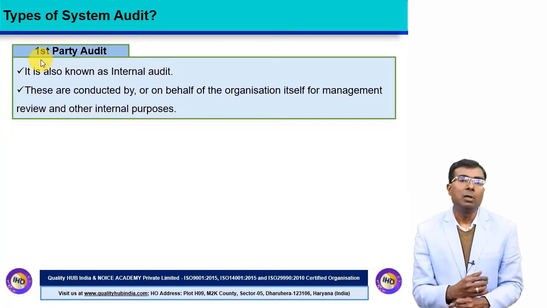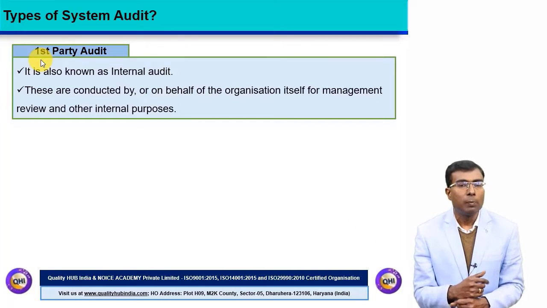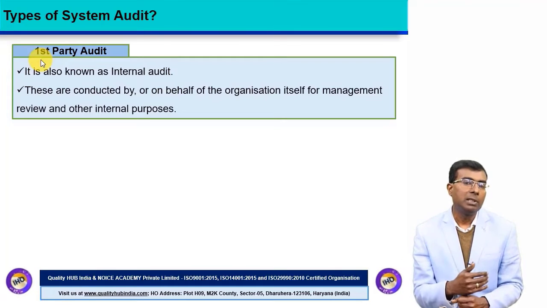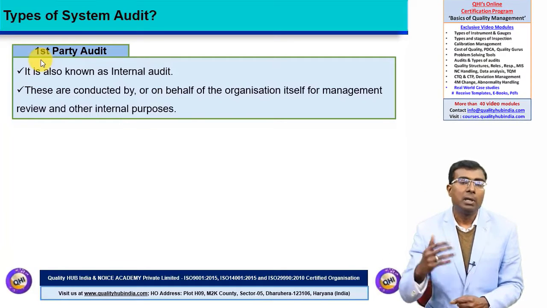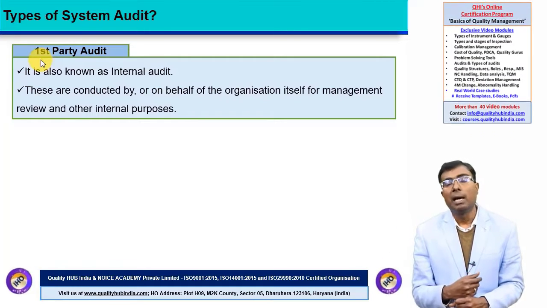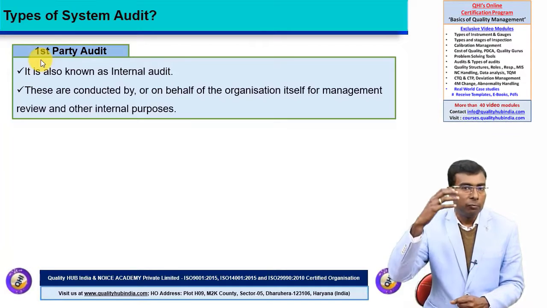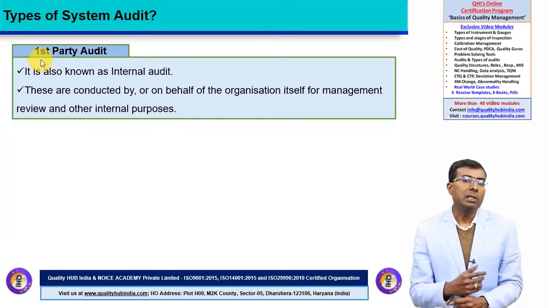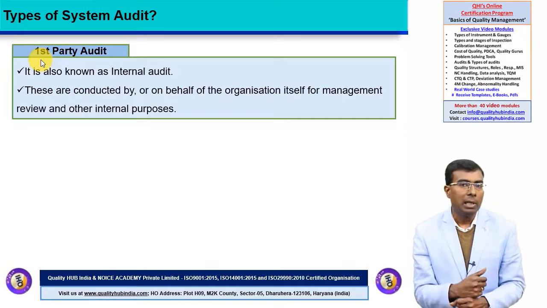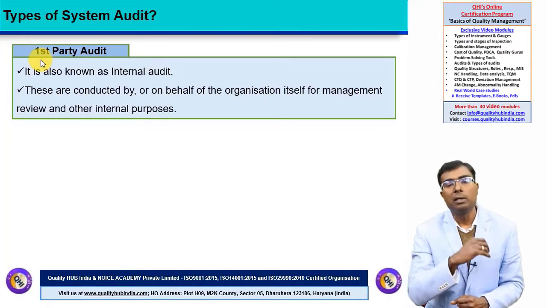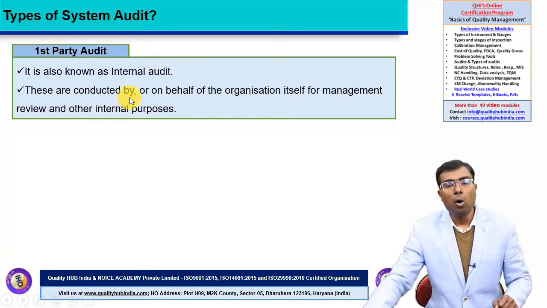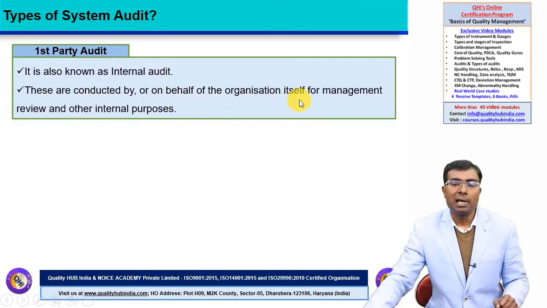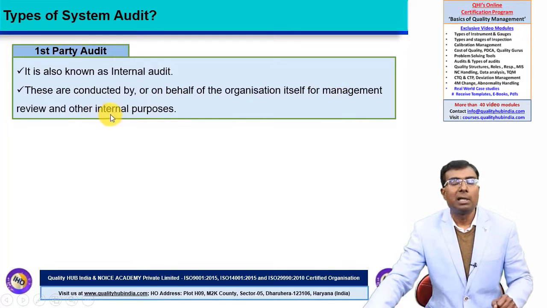Let's say, for example, for a quality management system, you have planned to conduct an audit within the organization, and you have 10 departments and different auditors going to conduct audits in different departments. Here the auditors are from within the organization and they are conducting audits within the organization only. That's why this is called internal audit, which is called first party audit. These are conducted by or on behalf of the organization itself for management review and other internal purposes.